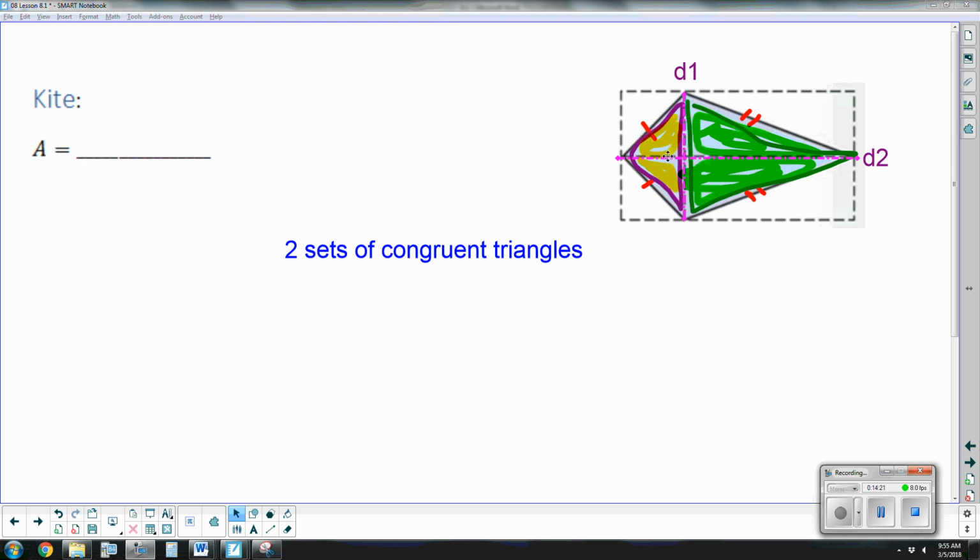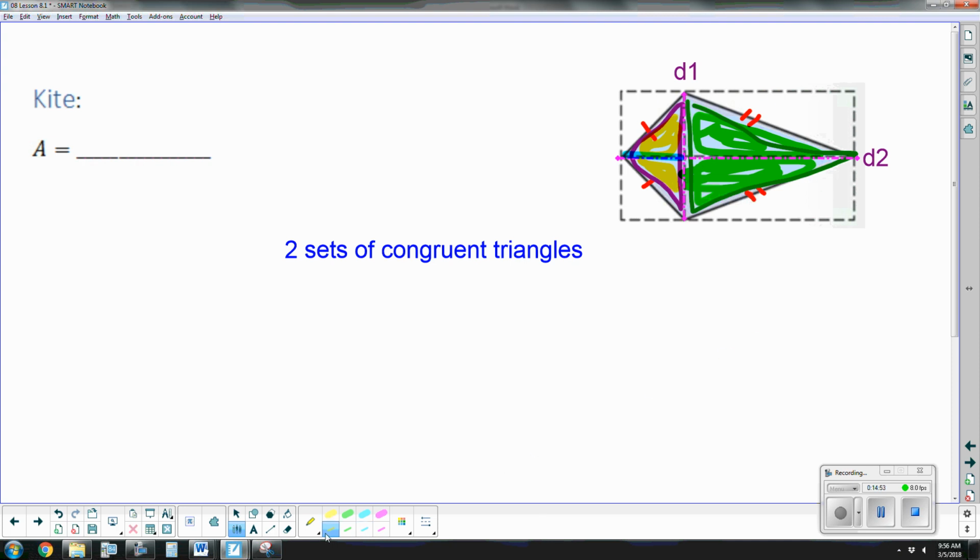Now, we don't really know the length of just this part of the second diagonal. Well, we know that the second diagonal bisects the first diagonal. So we do know that, but we don't really know exactly how far this segment is in relation to the second diagonal overall.